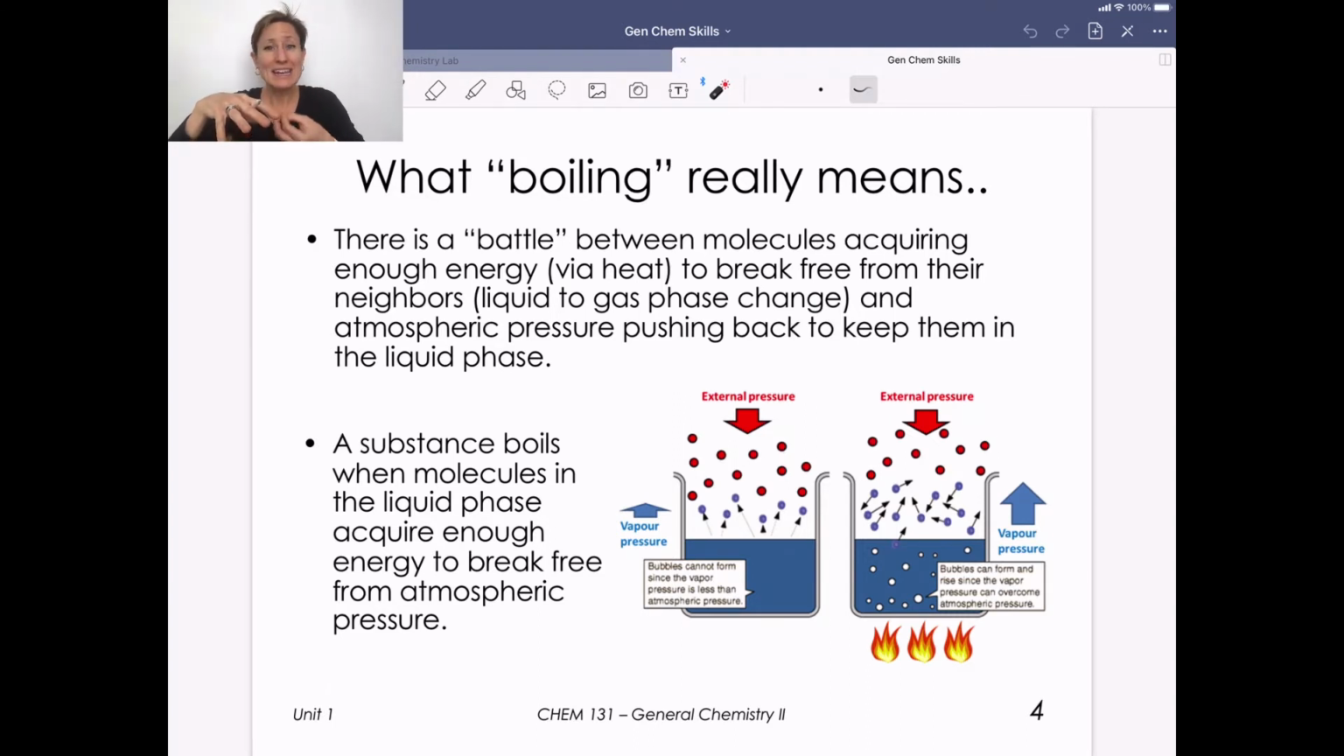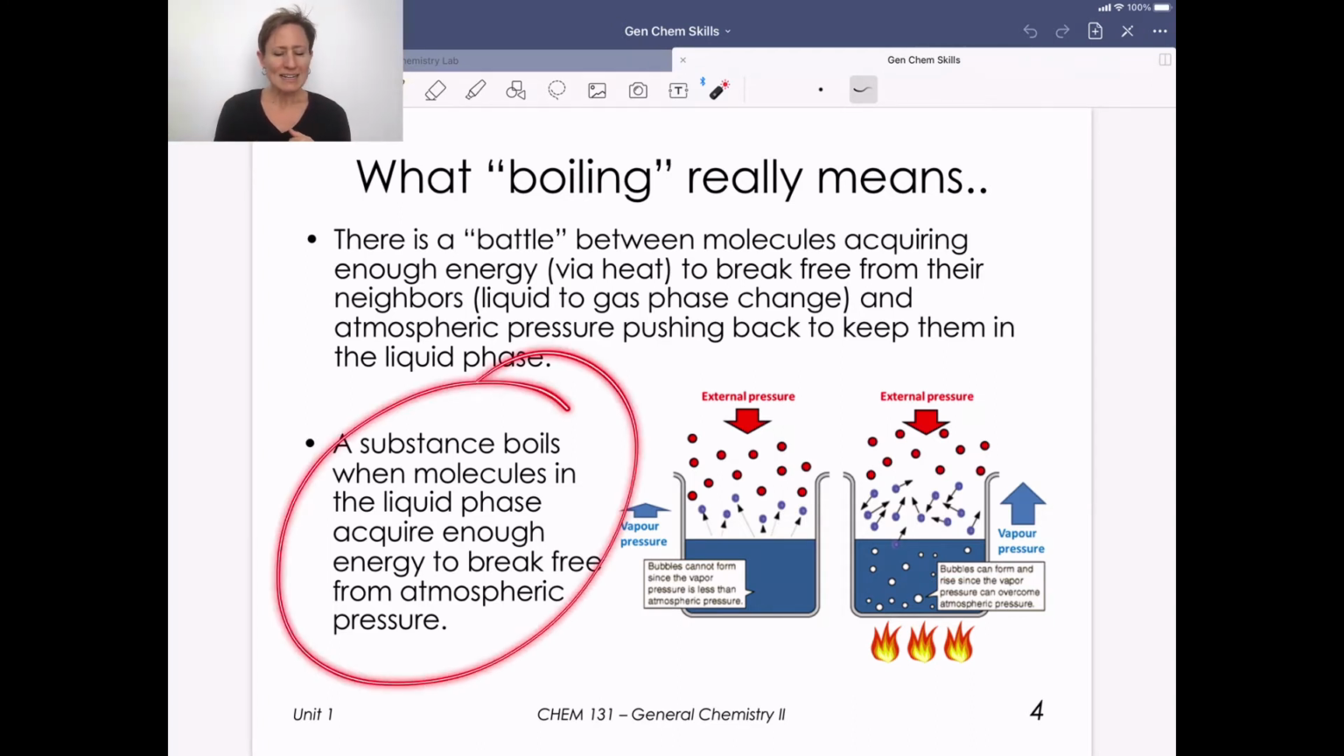And what happens as we heat up a substance is we provide those molecules with more energy such that they can overcome that compensating force, that external pressure. So again, this battle happens between molecules acquiring enough energy via heat to break free from their neighbors and go from the liquid to the gas phase, and then atmospheric pressure pushing back to keep them in their liquid phase. So we've got this balance. And the more heat that we add, the more that we're going to be able to overcome that external pressure and allow all of those molecules to escape.